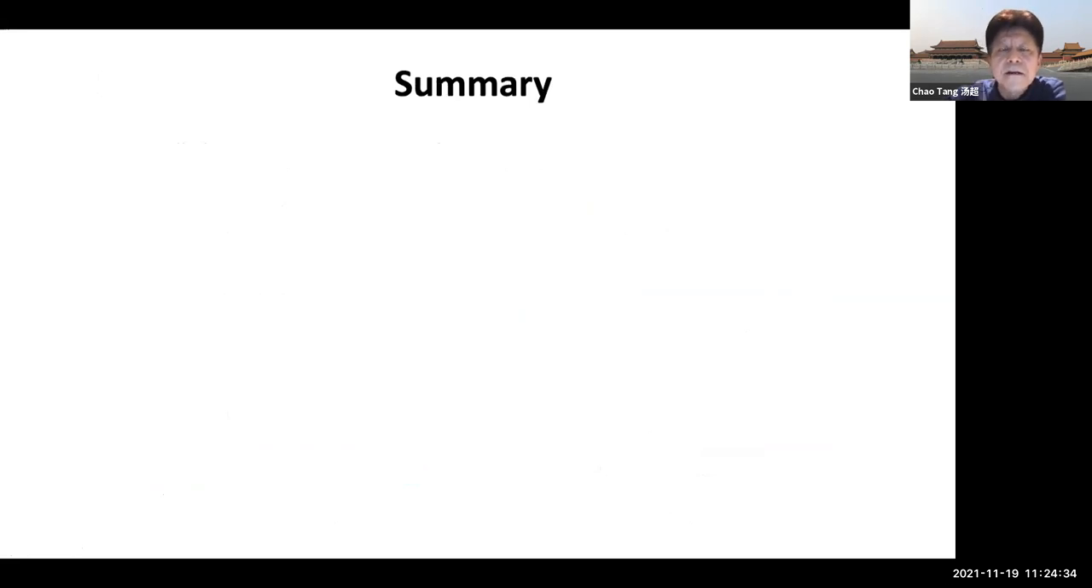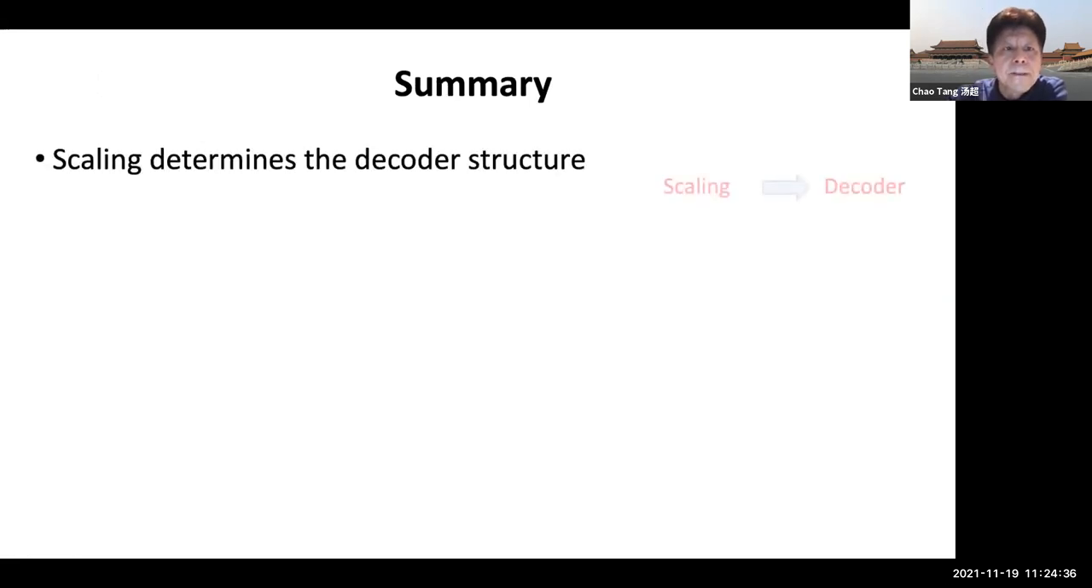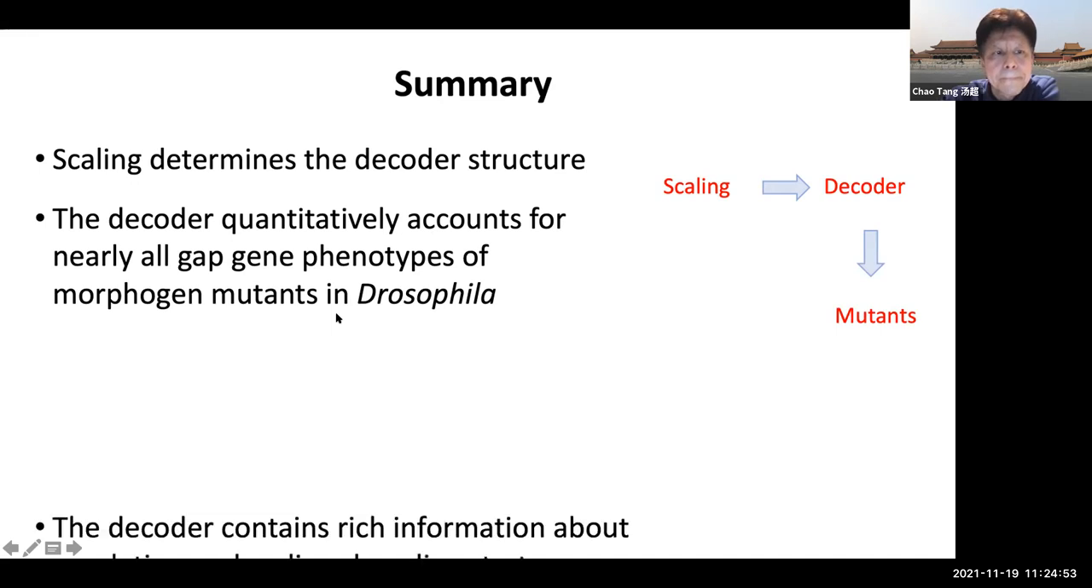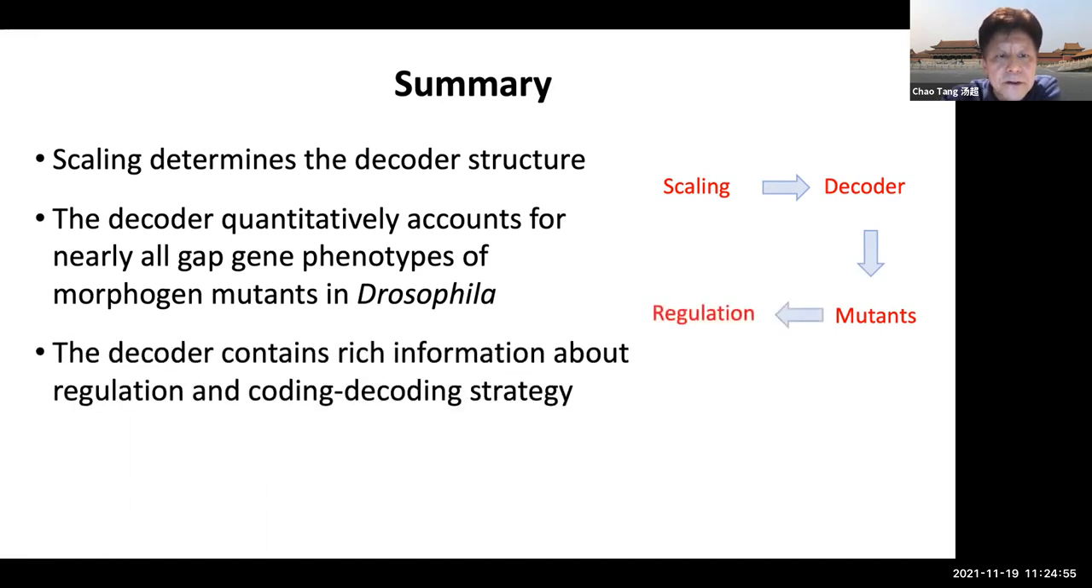Okay, so let me summarize. Scaling determines a decoder structure. The decoder quantitatively accounts for nearly all the gap gene phenotypes of morphogenetic mutants in Drosophila. And the decoder contains rich information about regulation and coding-decoding strategy. I really didn't have time to talk much about this.